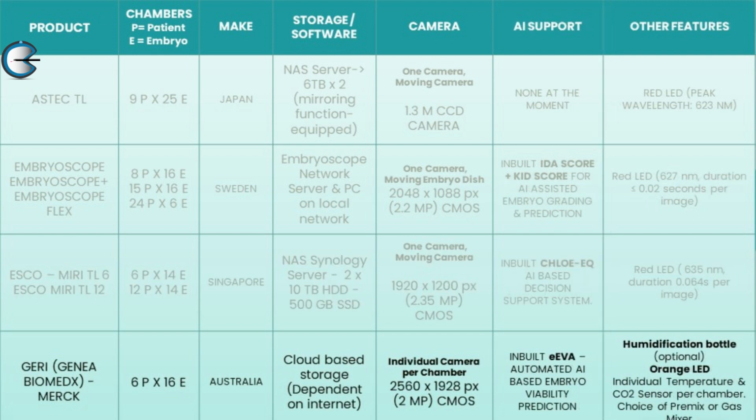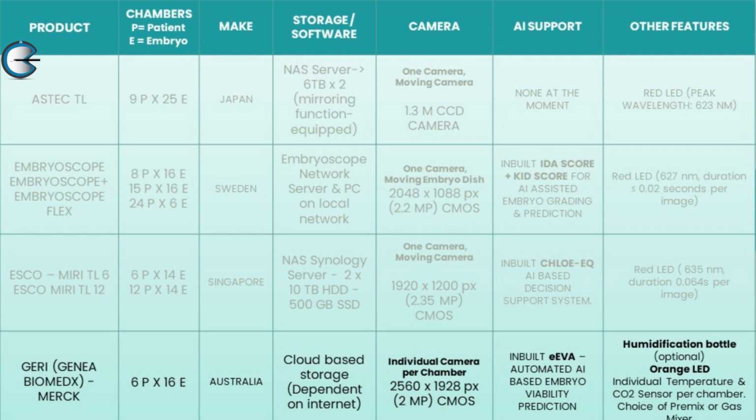The last one is Geri. Geri actually has many features which almost sound like wow, but unfortunately I think it is not available in the Indian market. It has 6 patient worth of culturing system with 16 embryos each. The downside is that it has a cloud-based storage system, which means it is completely dependent on internet. It has an individual camera per chamber.